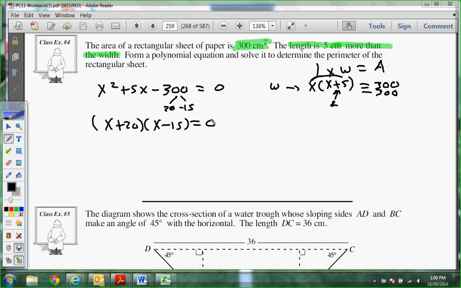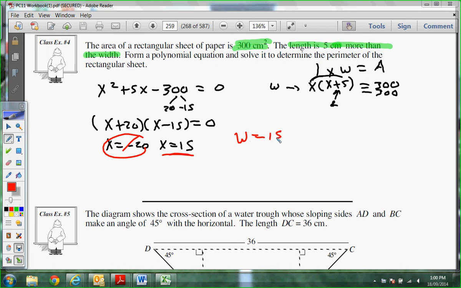Okay? Now this is where it gets a little bit tricky, but we have to use common sense. This means that my x is... what is our value for x? What does it represent by what I labeled right here? Width. Good. So my possible answers are x can be negative 20 or x can be positive 15. Which one of these should you reject? The negative 20. We cannot have a negative 20. Your length can't be negative 20, so your x is 15. That's your width.